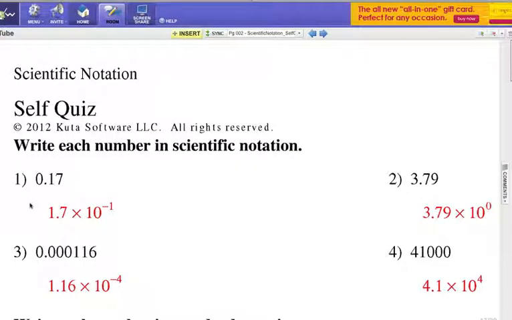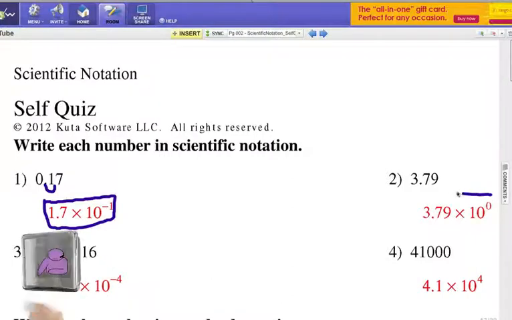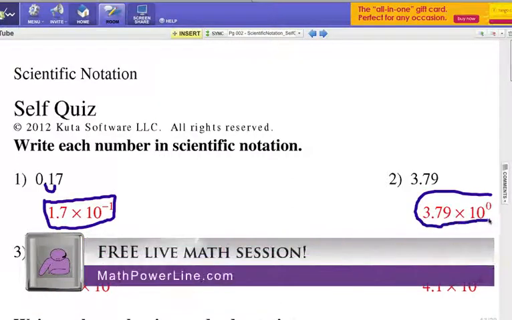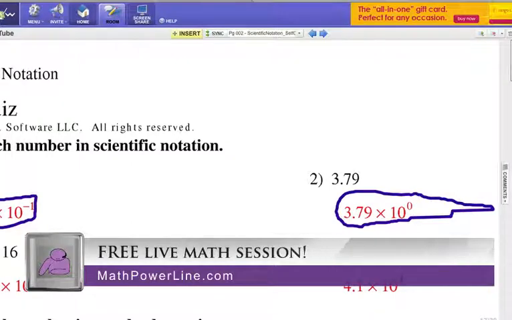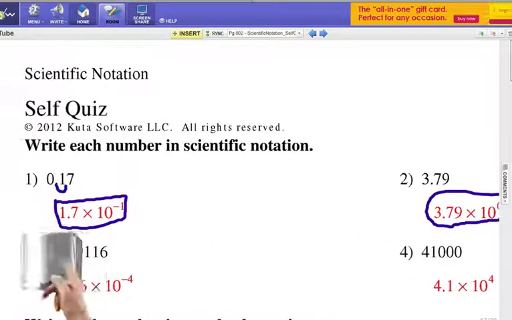Alright, number 1. The first goal is to take the number as it is, find the decimal point, and move the decimal point where you have a value between 1 and 10. Notice that we go backwards here, and that means it's a -1. So 1.7 times 10 to the -1 power. Number 2, 3.79 already is a value between 1 and 10, so we did not move the decimal at all. That's why it's 10 to the 0 right there. Whoop, slipped off the screen a little bit. All right, let's look at these next 2.